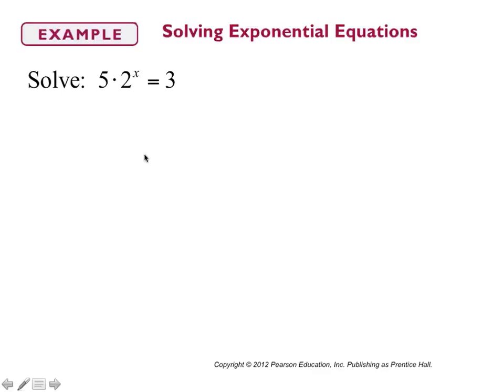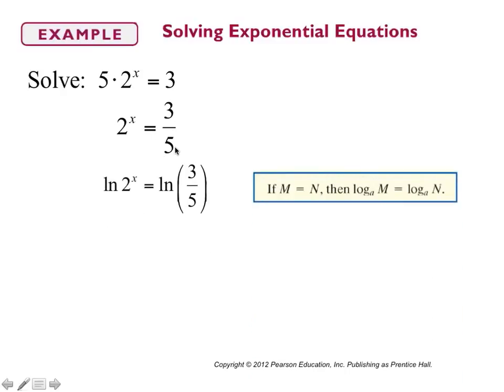Let's take a look at this one here. Let's say we want to solve the equation 5 times 2 to the x power equals 7. So since we have an x in our exponent, we're going to want to use log or natural log. But in order to do that, we want to get this piece by itself first. So we actually want to divide by 5 first. So we have 2 to the x equals 3/5, and then we want to use log or natural log. So we've used natural log here.